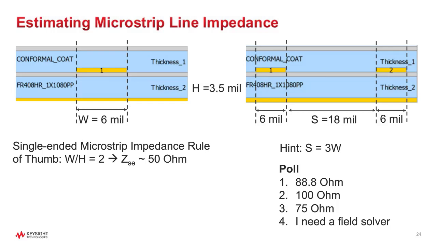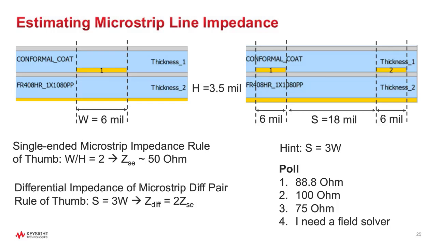But the answer is 100 ohms. Here, the punchline is the differential impedance of a microstrip diff pair. The rule of thumb is when the spacing is 3 times the trace width, that means that these two traces are uncoupled. The differential impedance is going to be twice that of the single-ended, which is about 50 ohms.